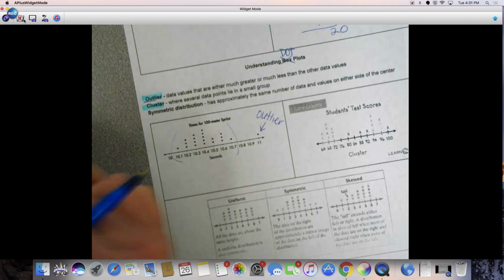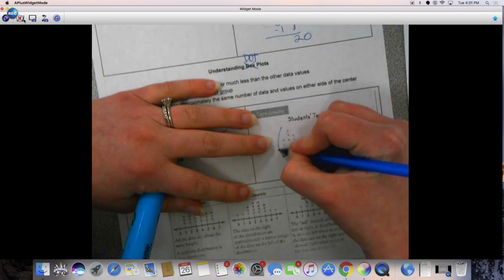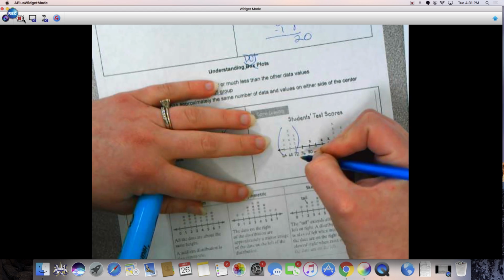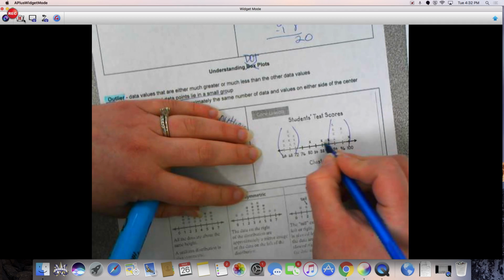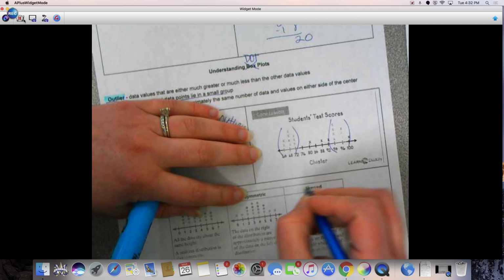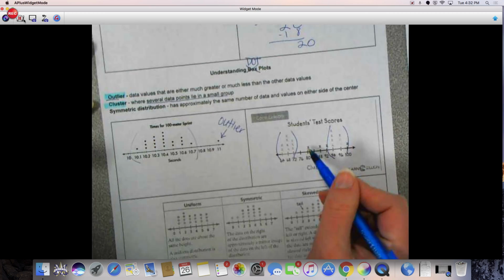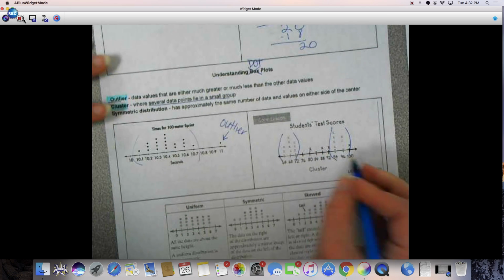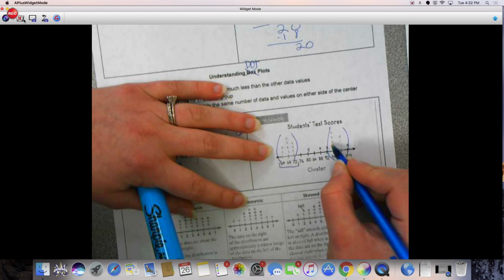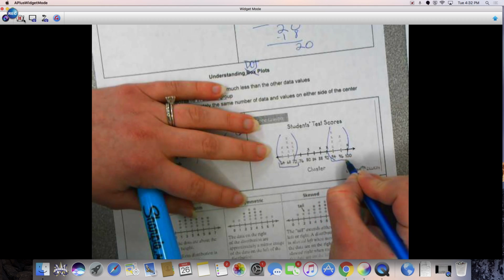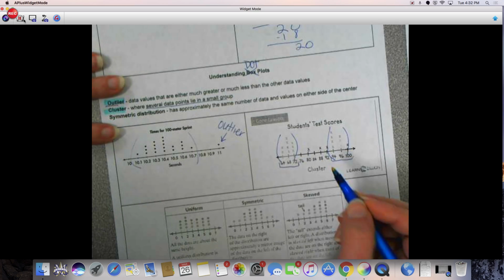Okay, the next one is a cluster. A cluster is when you have several data points that lie in a small group. So if we come down here, we kind of see this cluster right here where a bunch of them are together. And then up here, we get a cluster where a bunch of them are together. And then we have a couple outliers there in the middle, but this is called clusters, where you have a chunk of numbers here and a chunk up here, and then in the middle, it's kind of bare. There may be one or two, but it's kind of bare. That's called a cluster. So for this test, there's a cluster of students who scored between a 64 and a 72, and a cluster who scored between a 94 and a 100, but there weren't a whole lot in the middle, in between 76 and 92. Okay, so that's a cluster.